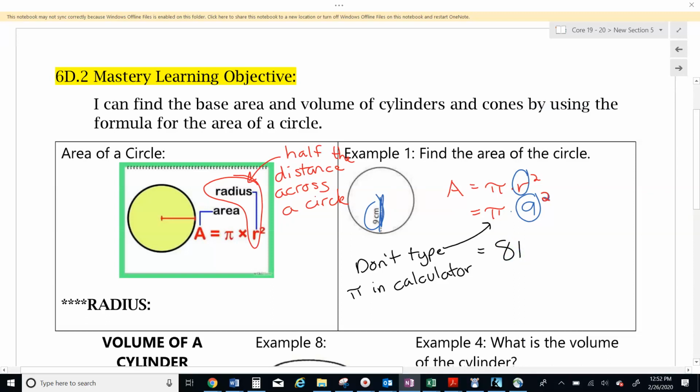Then I have to bring the pi down. I'll show that the pi comes down at the end. Pi, this is centimeters squared. So 81 pi centimeters squared. Oh, I have space for radius. Whatever. We fit it in there.